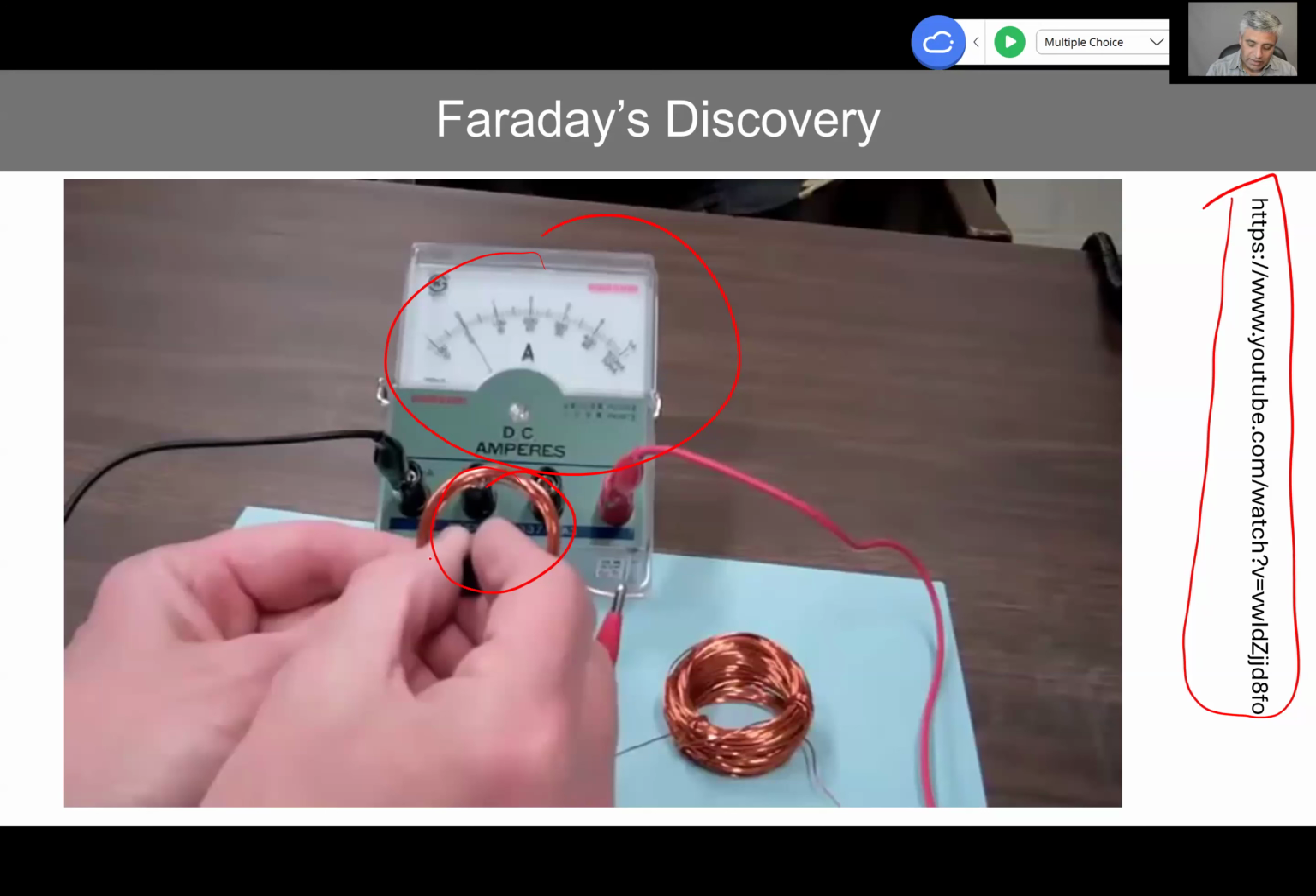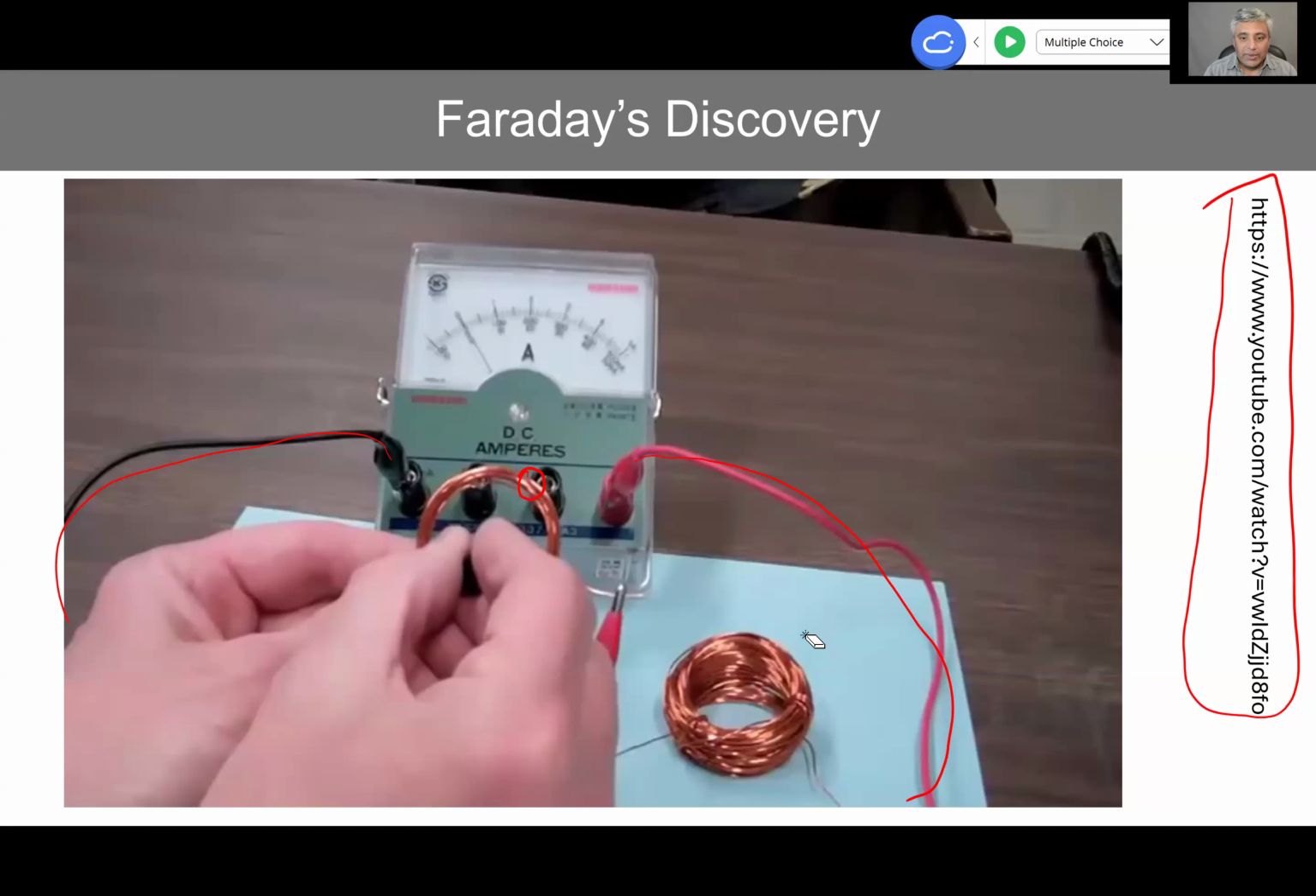So you have this long wire, made in a loop. And this one has a smaller number of turns, this one has a larger number of turns. And there are some connecting wires, okay, so that you can see if there is any current flowing through this wire. In this case, we're not connecting any battery here.